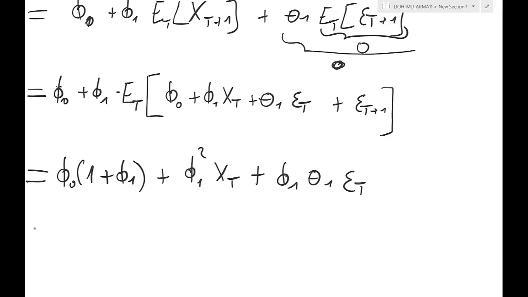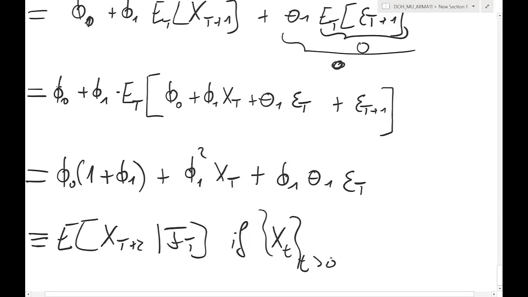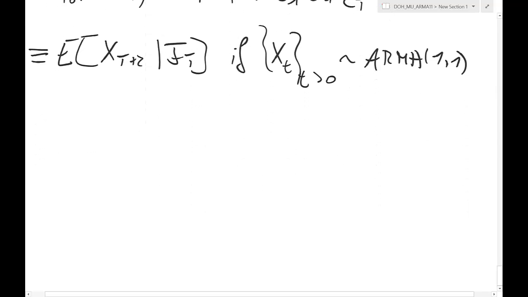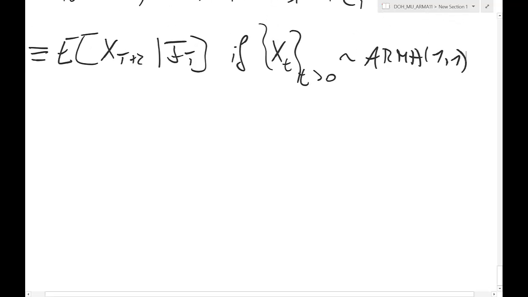Right, so just again, what did we do? That is just the expectation of x t plus 2 conditional on F t if x t follows an ARMA 1-1 process. So that is good. We have seen that exercise now of the law of iterated expectations. And what we now want to do is talk about the precision of that forecast.